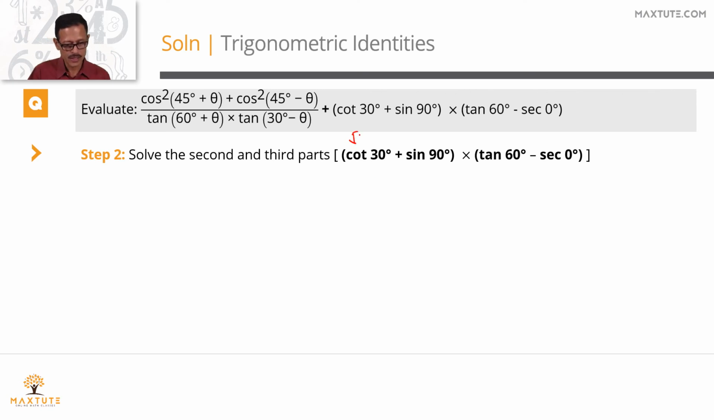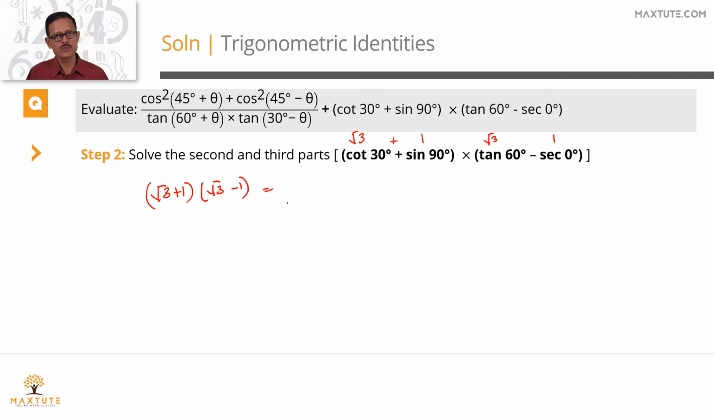Cot 30 is equal to root 3. Do you know the value of sine 90, which is equal to 1? Tan 60 is the same as cot 30, which is also equal to root 3. Secant 0 is 1 by cos 0. Cos 0 is 1, so secant 0 will be equal to 1. So this entire expression essentially becomes root 3 plus 1, times root 3 minus 1.